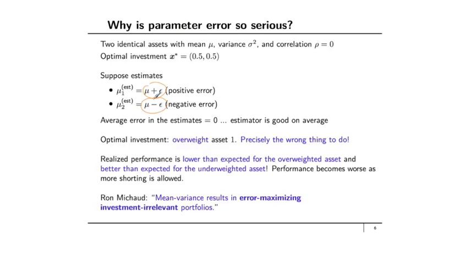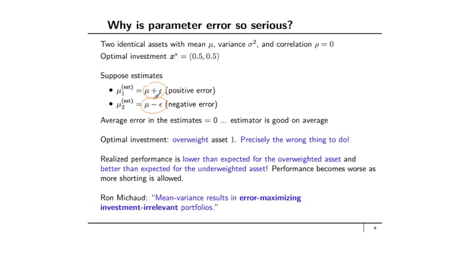The main difficulty is we take the estimated parameters and then optimize. And this optimization procedure inflates or maximizes the statistical errors in the parameters. There is a quote which sort of sums up the situation: mean variance results in error maximizing investment irrelevant portfolios. So we have to do something in order to make mean variance portfolio selection practical.